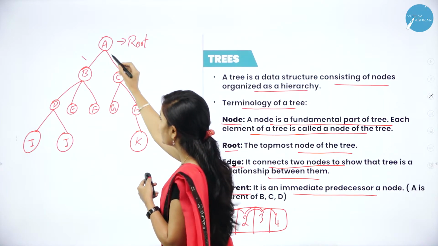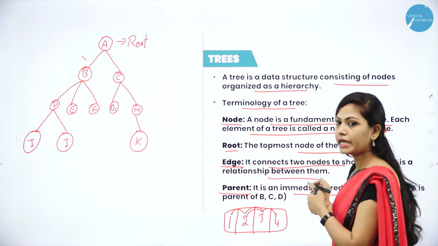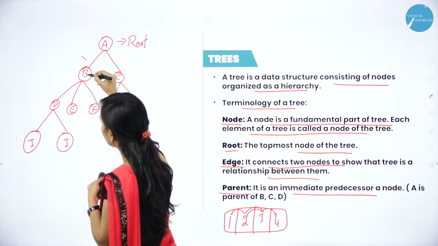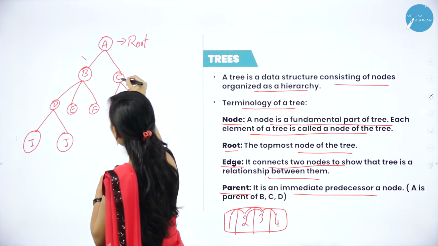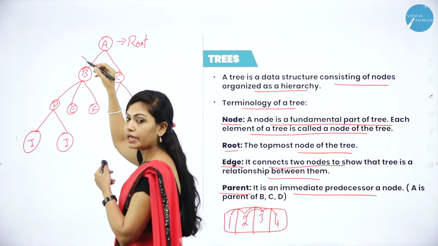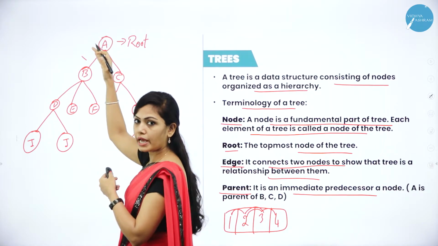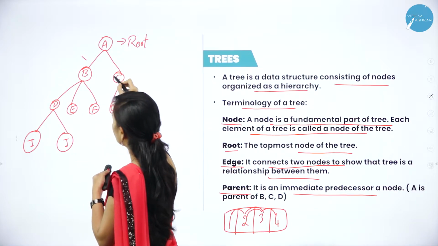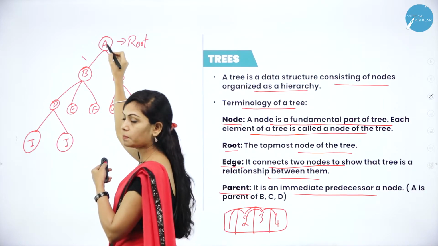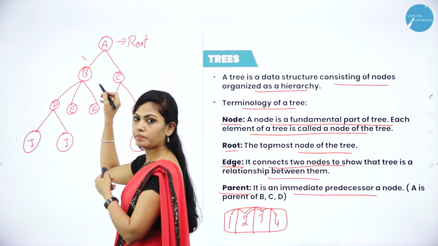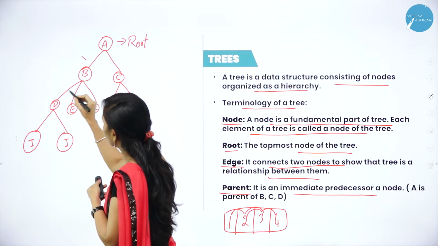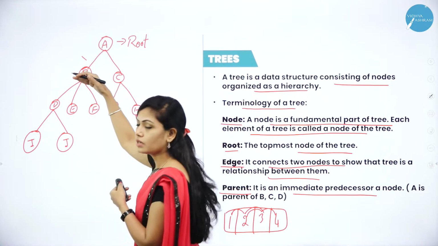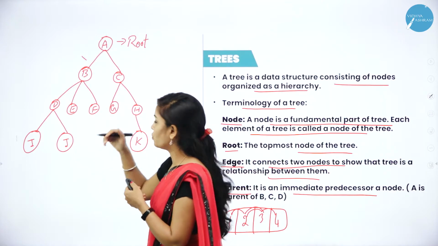So parent node means an immediate predecessor of a node. For B, the predecessor is A. For C, the predecessor node is A. The immediate predecessor node is known as the parent node. B and C's immediate predecessor is A, so A is the parent node for B and C. And B is the parent node of D, E, F.